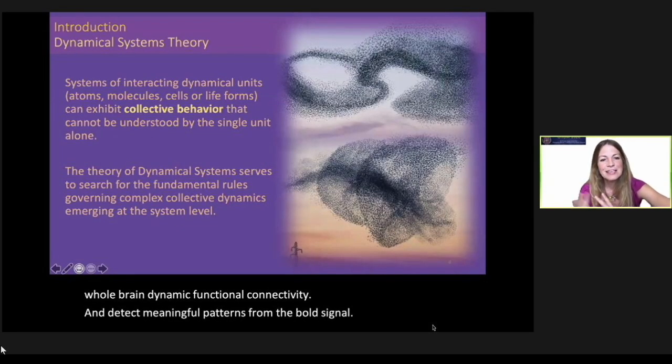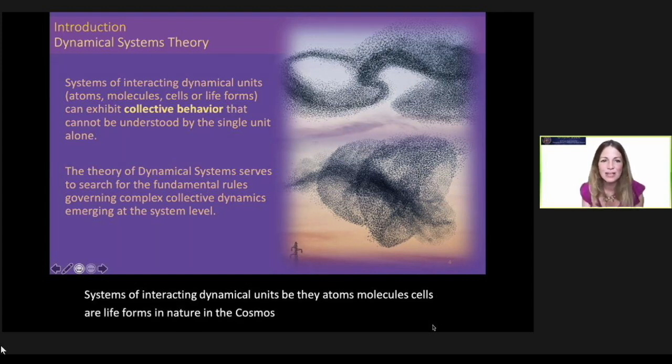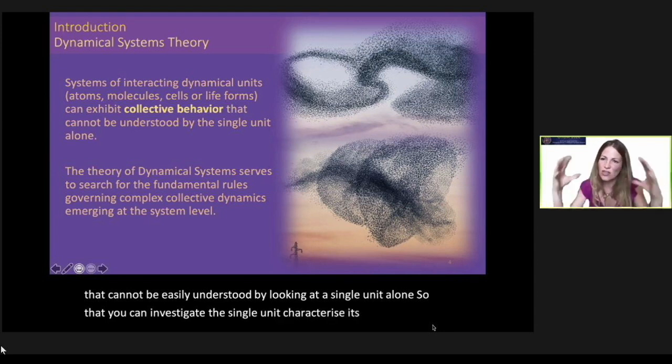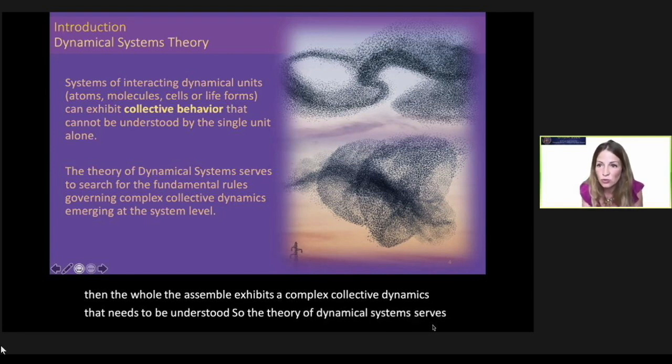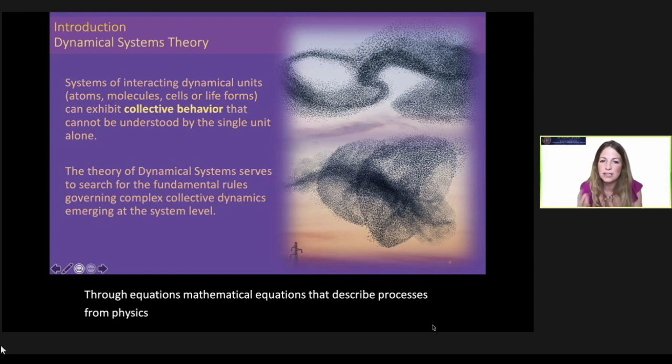So, systems of interacting dynamical units, be they atoms, molecules, cells, or life forms in nature, in the cosmos, can exhibit collective behavior that cannot be easily understood by looking at a single unit alone. So you can investigate the single unit, characterize its dynamics, but then the whole, the ensemble, exhibits a complex collective dynamics that needs to be understood. So the theory of dynamical systems serves to search for the fundamental rules, through mathematical equations that describe processes from physics, that govern these complex collective dynamics emerging at the system level.